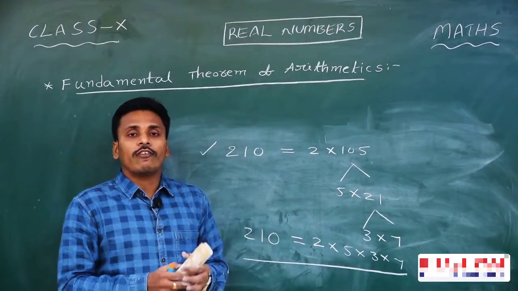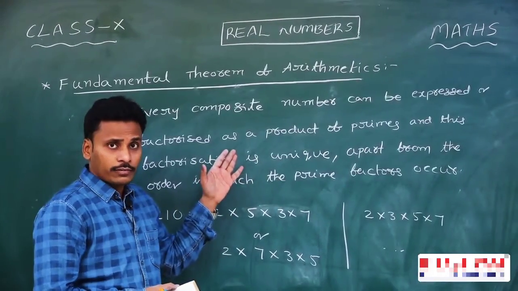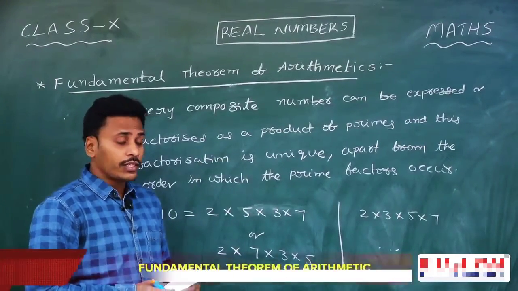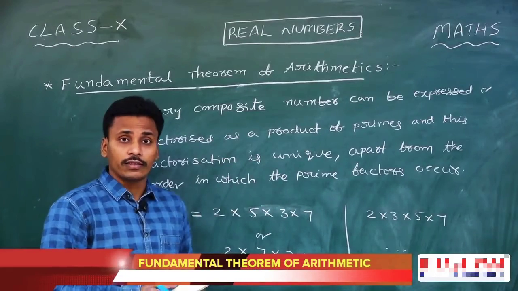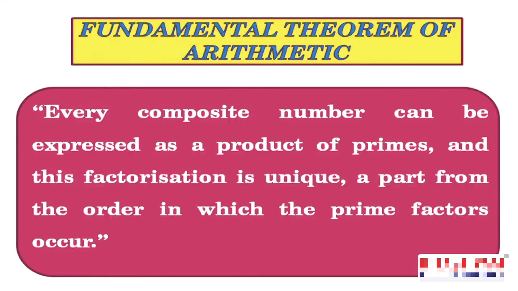Now, let us look at the formal statement of the fundamental theorem of arithmetic. Look at the statement. It is a formal statement of what we generated with our discussion. Every composite number can be expressed or factorized as a product of primes. For sure it is true.